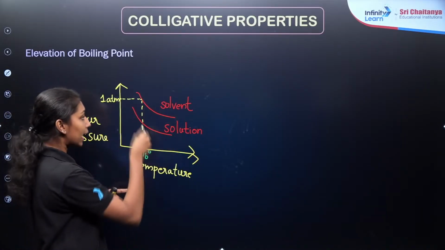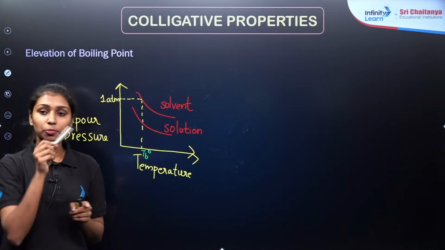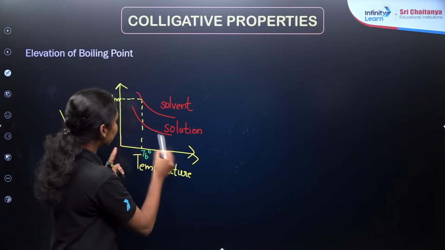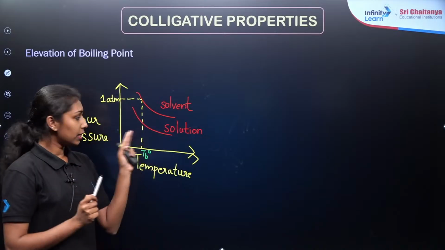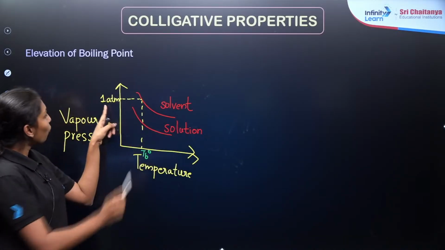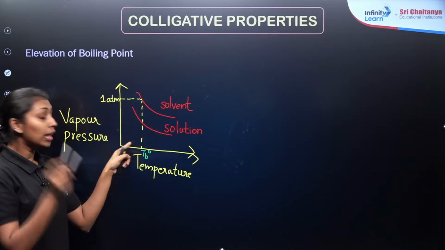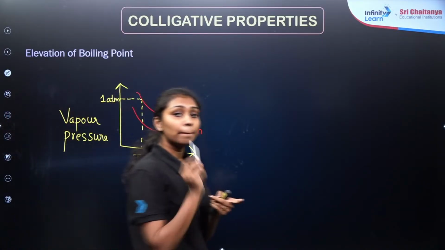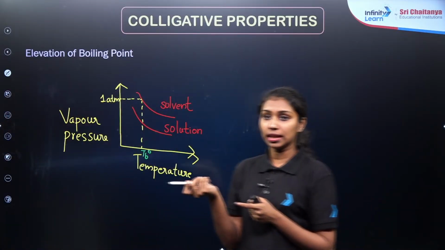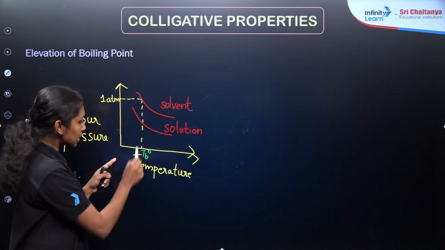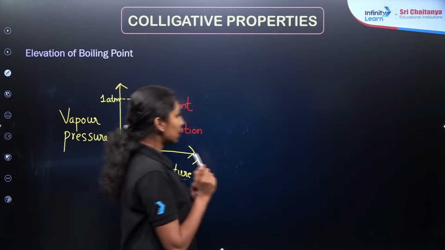Then if you add a non-volatile solute to the solvent, it makes a solution having a low vapor pressure, right? So this will be the second graph, for the solution. If I take 1 atmosphere vapor pressure, the temperature at which the vapor pressure is equal to 1 atmosphere is known as the boiling point of that particular solution, right? Here I am taking the solvent case, so it is represented as TB0. The 0 stands for pure solvent. Is the point clear?